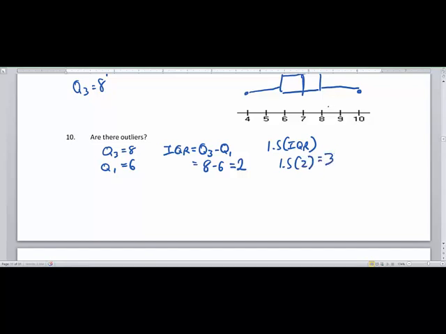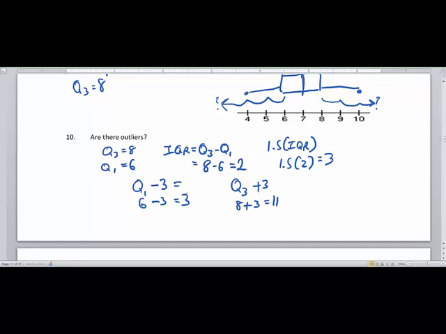Now, going 3 spaces away from this upper bound, is there any data point 3 spaces away from 8? Or is there any data point 3 spaces away from Q1? Showing the math, we have Q1 minus 3, and 6 minus 3 is equal to 3. And then we have Q3 plus 3, so 8 plus 3 is equal to 11.